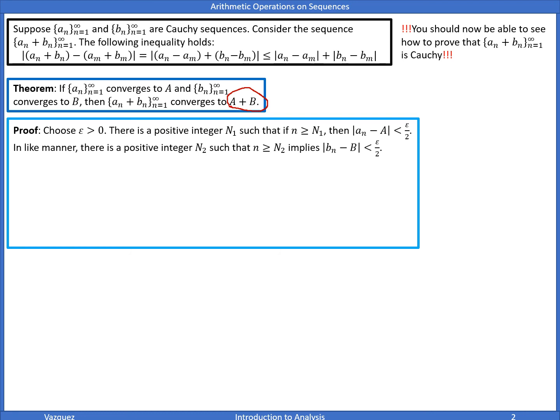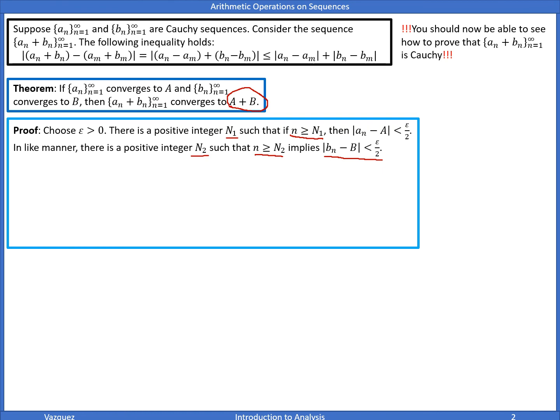So first we choose epsilon to be greater than 0, as we always do. So there's a positive integer N1 such that when n is greater than or equal to N1, we have that the difference between our sequence and our limit point is less than epsilon over 2. We're basically just saying, hey, a_n converges to a. Same thing over here. There's an integer N2 such that n greater than or equal to N2 implies that b_n converges to b.